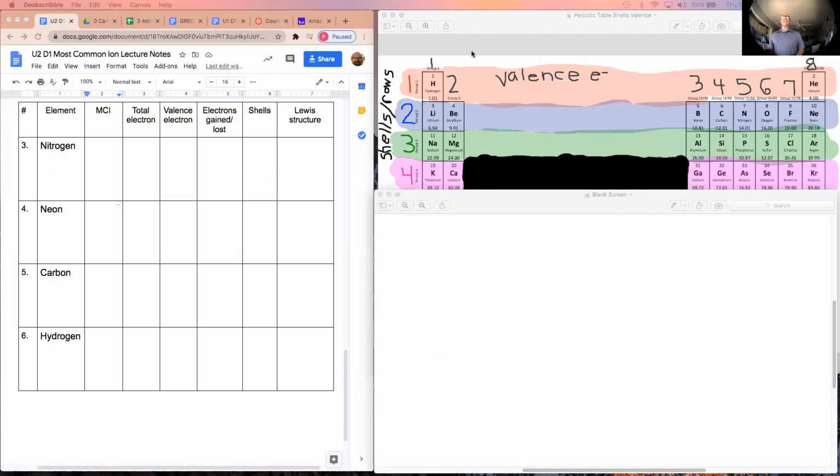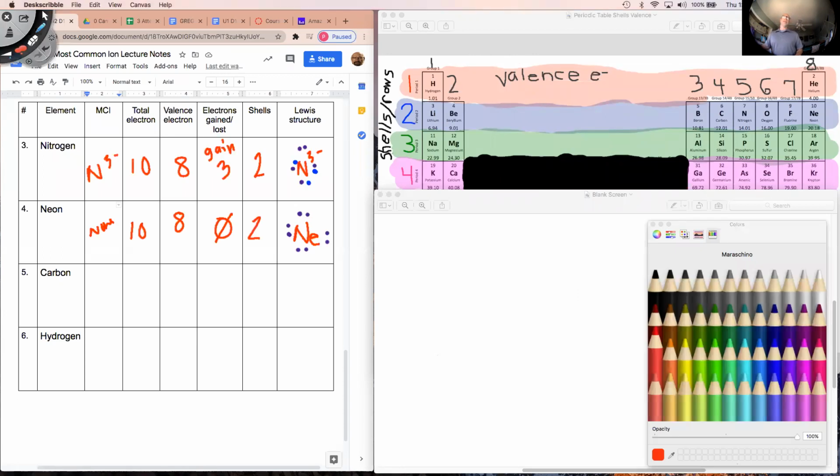So let's just take a quick look here, okay? I just came in. I just deleted the screen so we could start over. So let's take a look at carbon. It's our next example. It's kind of odd.